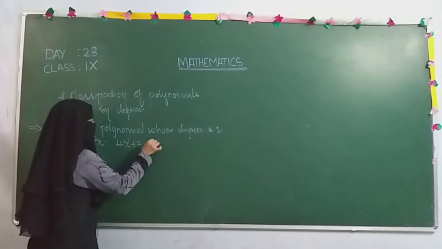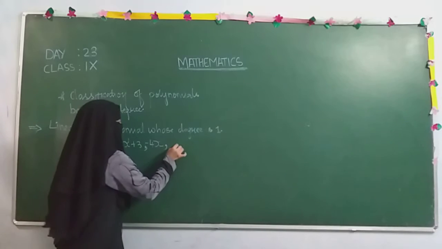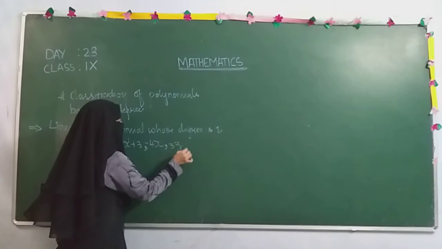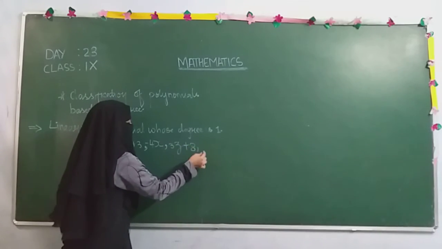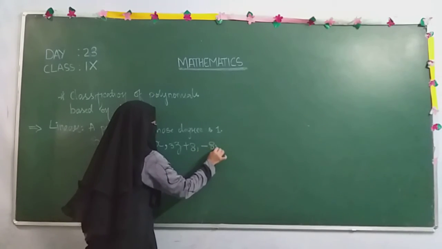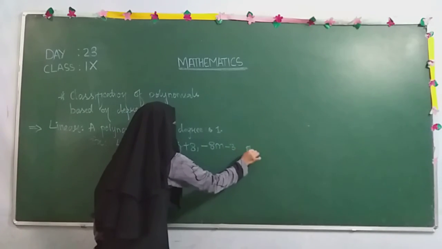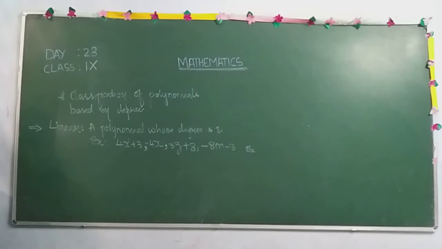As the power is 1 here, based on that we can say it is a linear polynomial. Second example, minus 4x. Three z plus 8. Minus 8m minus 3. Etc. These are the examples of linear polynomial. Now the next one is quadratic, if the degree is 2.